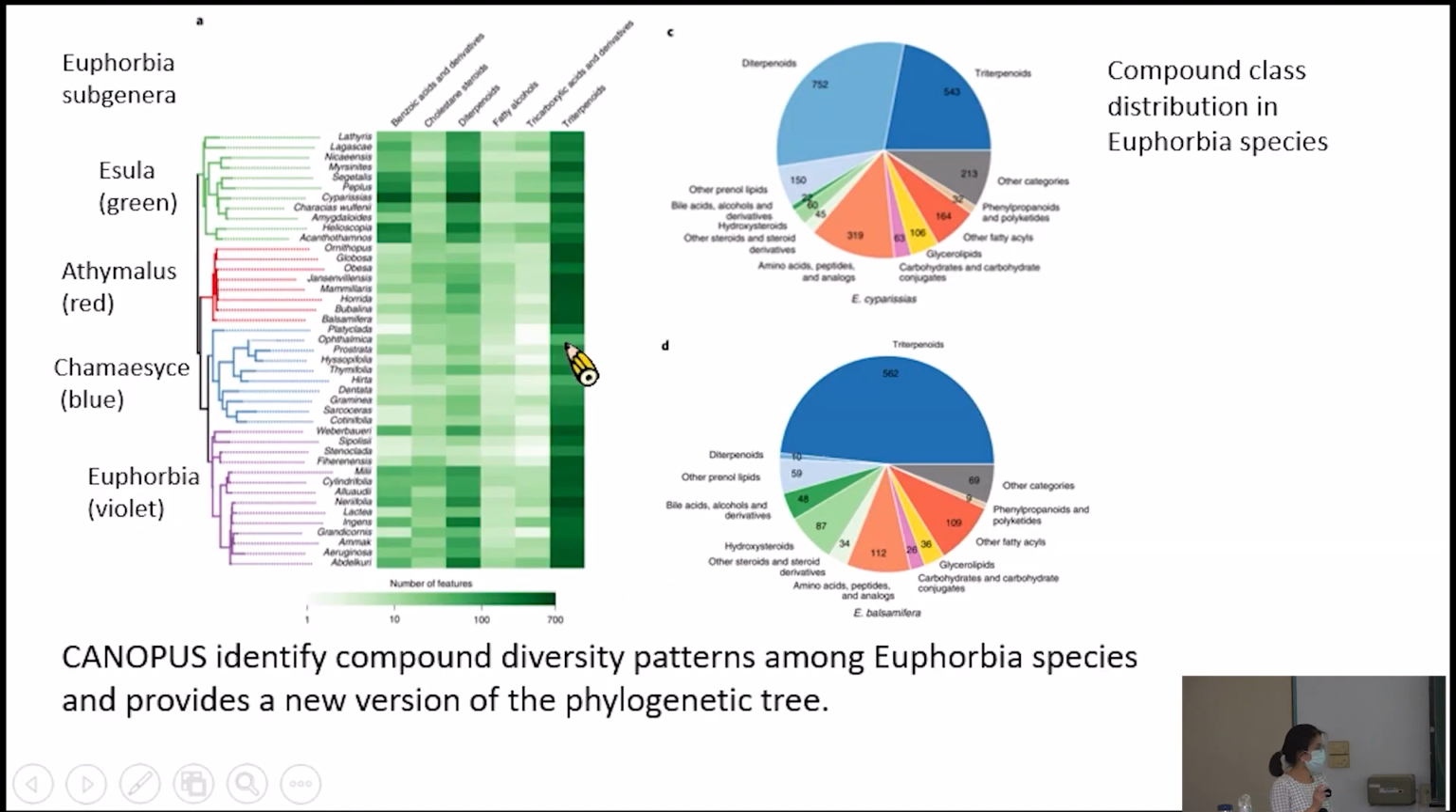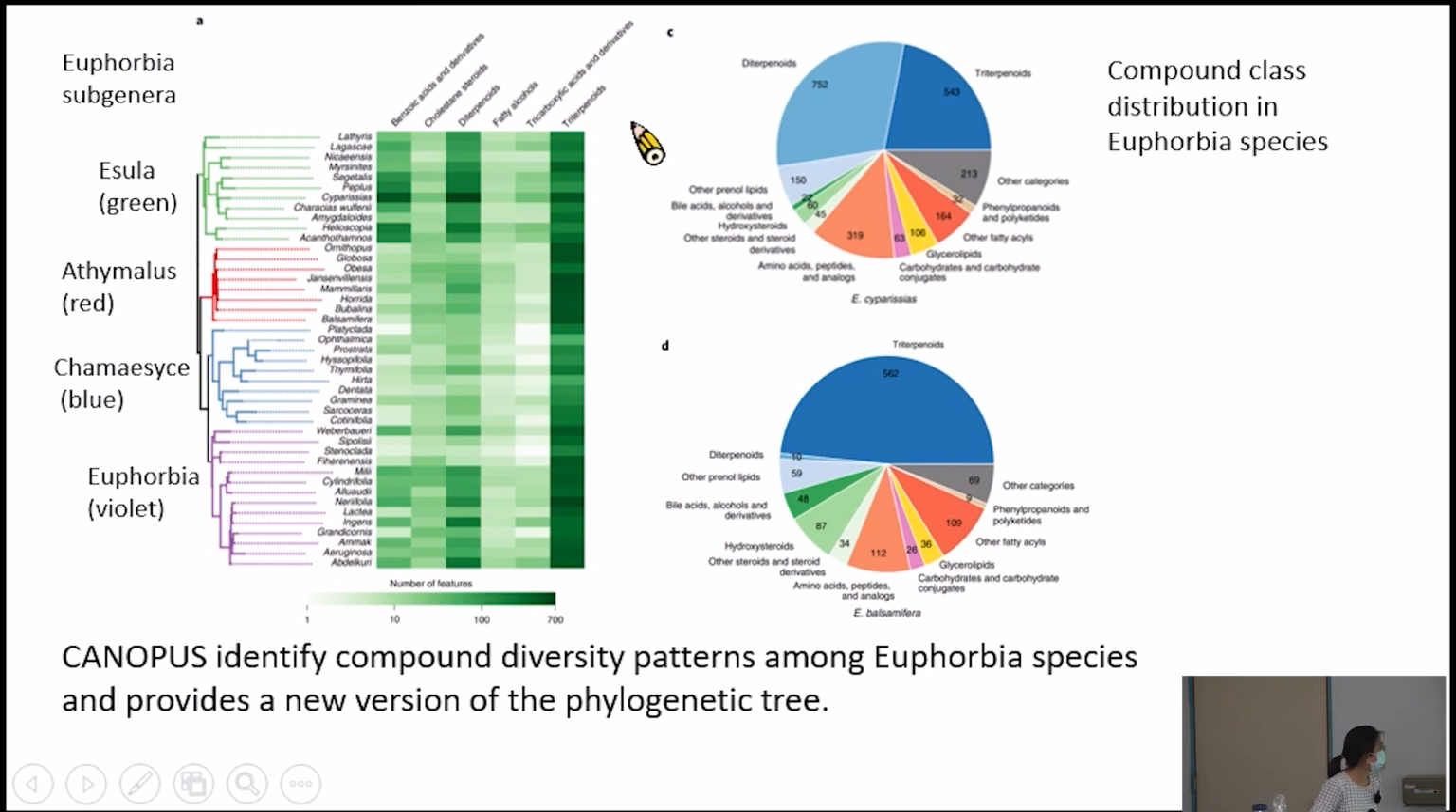This Canopus tool can also help us to predict the chemical diversity. Okay, so you can see here, this is for four different Euphorbia subgenera. And this table shows that in these four subgenera of Euphorbia, they have six different compounds.